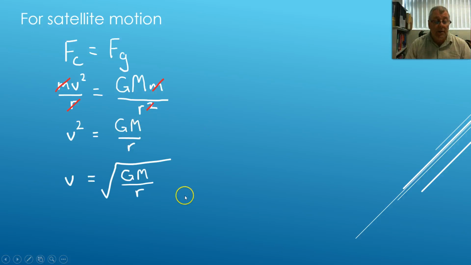and we get v squared equals GM on r, which we can then redefine into this equation here, which is very important because that gives us the velocity. If we're given a satellite and we're given the mass that it's orbiting around and its radius, we can work out its velocity.